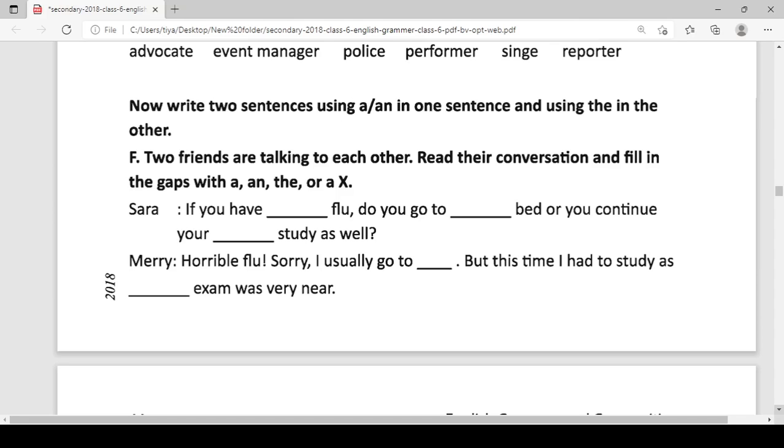If you have flu, do you go to bed? If you have flu, do you go to bed or do you continue your study as well? Horrible flu. Sorry, I usually go to bed, but this time I had to study as the exam was very near.